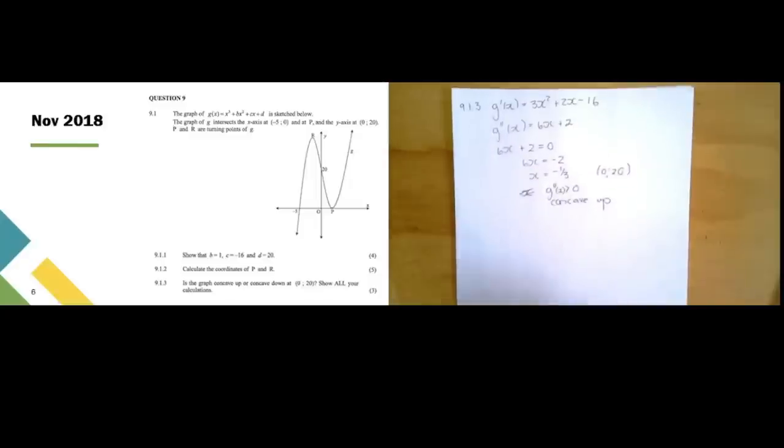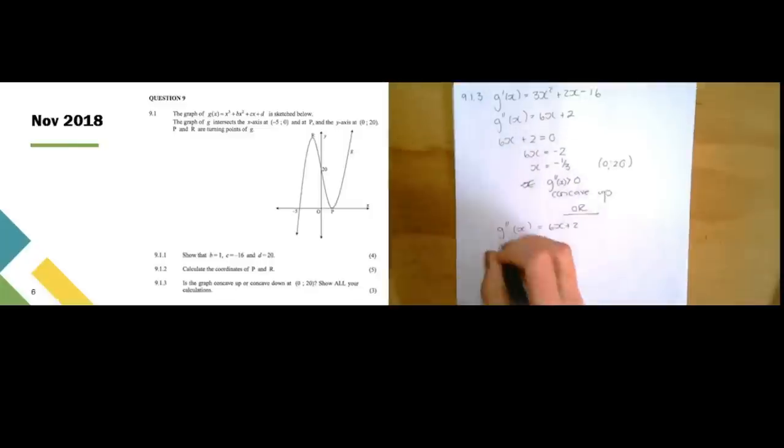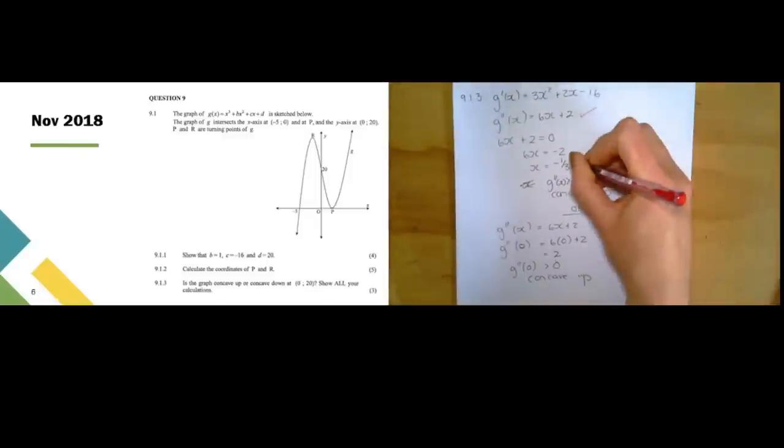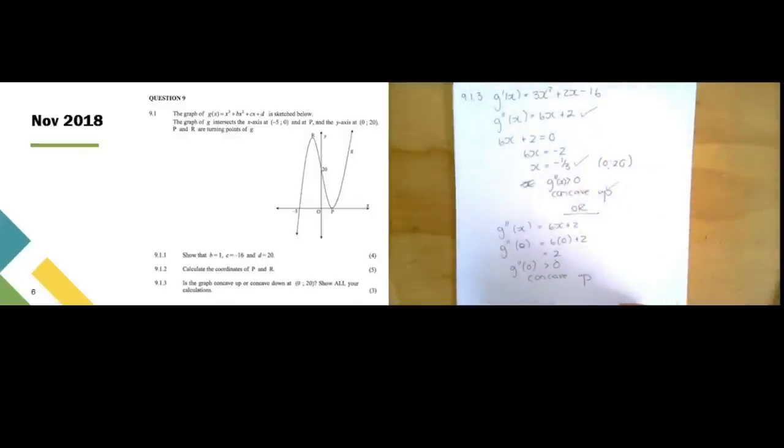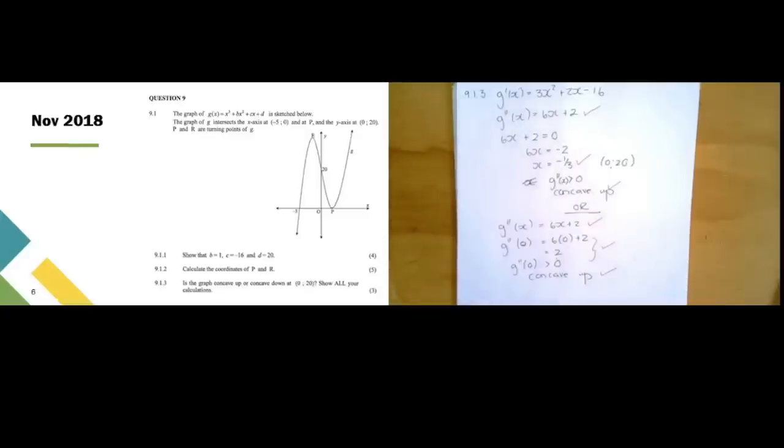The second way you could have done this is, when you worked out your second derivative of 6x plus 2, you could have subbed in x is 0. So if x is 0, 6 times 0 plus 2, I get an answer of 2. Is this answer greater or smaller than 0? It's greater than 0, which means this graph is concave up. Two ways to have done it. It's 3 marks. A mark for getting the second derivative, then a mark for working out the inflection point and telling me it's concave up. If you used the second method, a mark for the second derivative, a mark for calculating that the second derivative at 0 is 2, and then your conclusion that it's concave up.